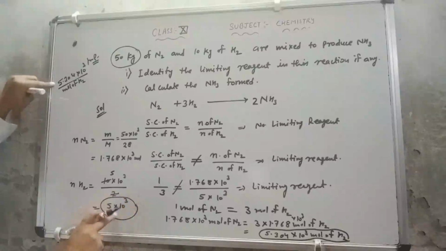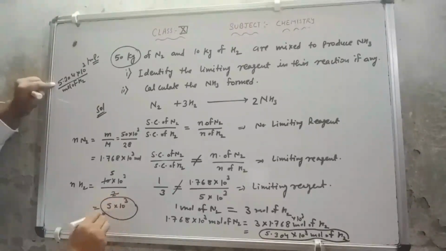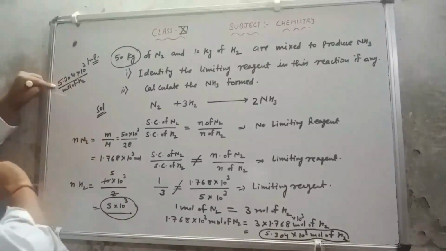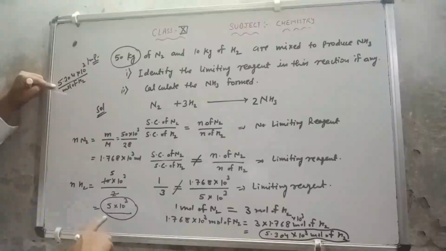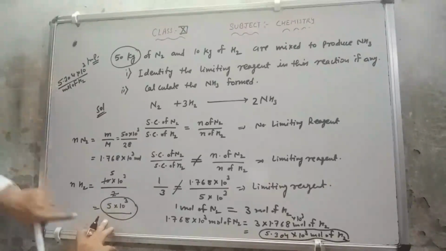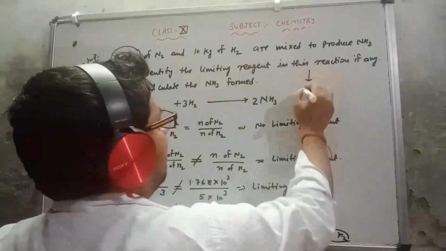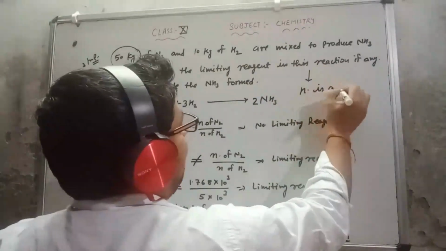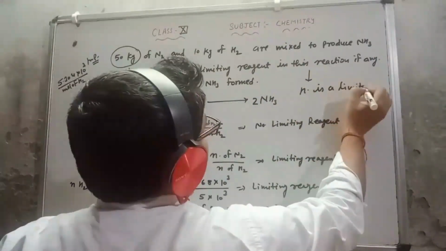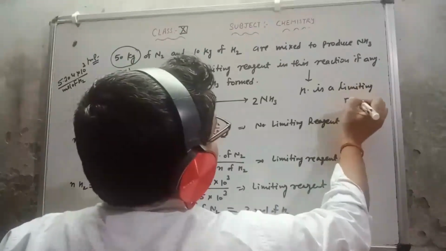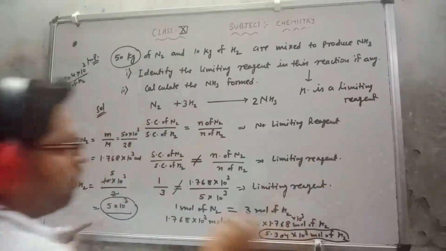That is the more, this is the less one. So what is the meaning? The meaning is that hydrogen is in less amount. Whatever is required, this is the 5.304. I am having only 5. So the hydrogen is in less amount. So I can say that hydrogen is a limiting reagent. So the first point answer is that hydrogen is a limiting reagent here. The way I have told you how to solve.